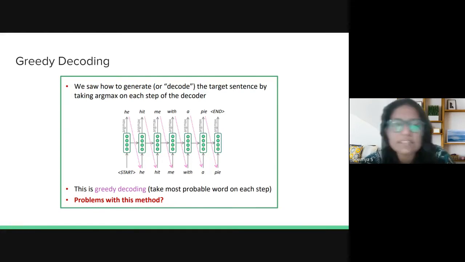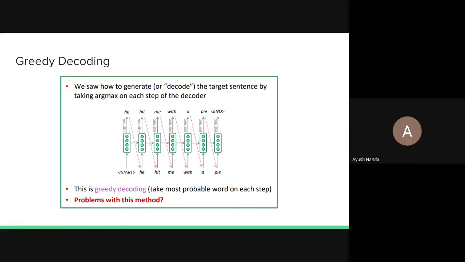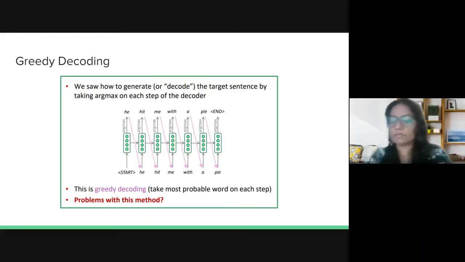In general, what is the problem with greedy algorithms? You might have studied algorithms in your courses. Whenever you have a greedy method, what disadvantage do we face? They get stuck at a local minimum or local maximum.